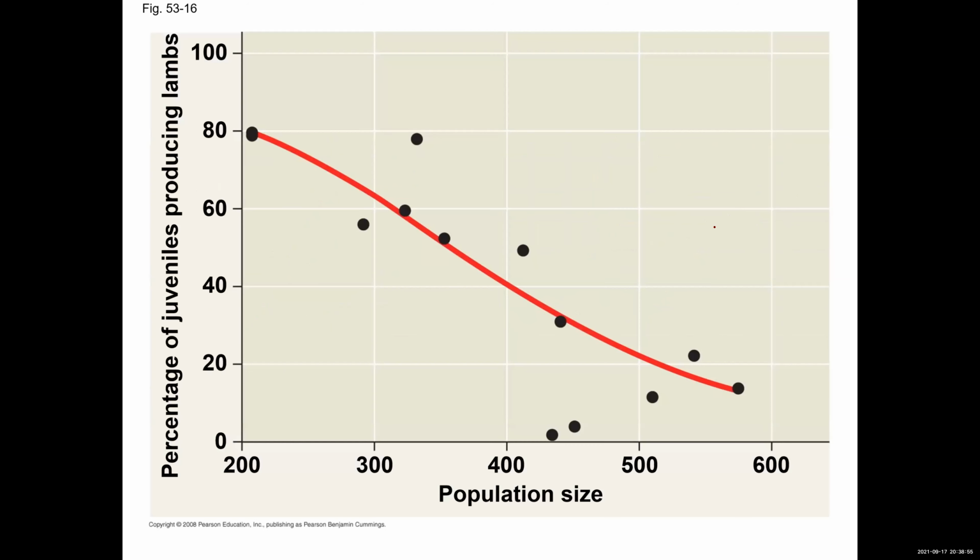So here is another example of a density dependent population regulating factor. This is an example of Soay sheep, which scientists have studied a lot because they live on an island off of Ireland or somewhere. And there's a very set population that is easy to count and whatnot. And so we've learned a lot about their biology. And so this is a graph of percentage of juvenile females producing lambs.